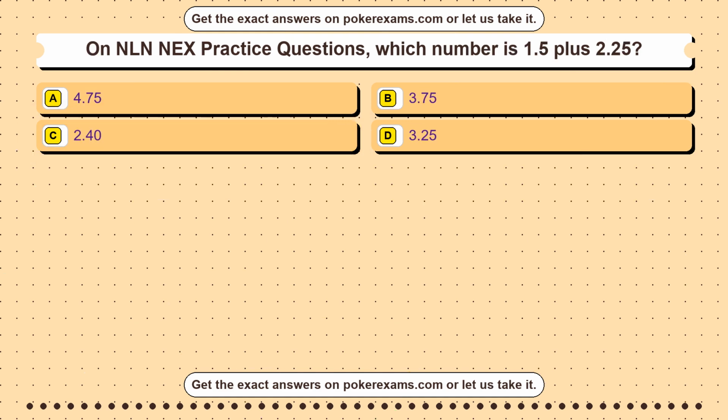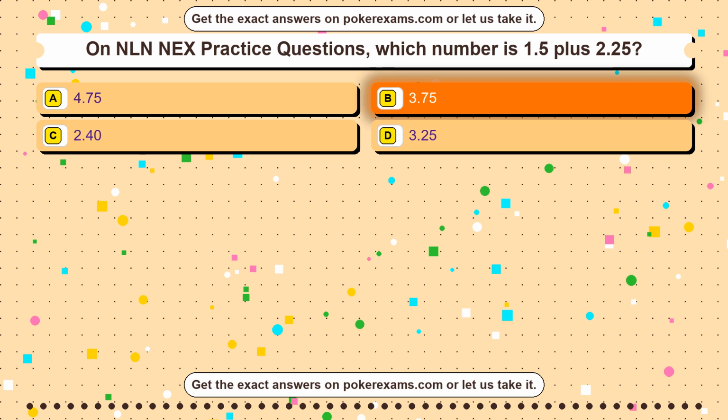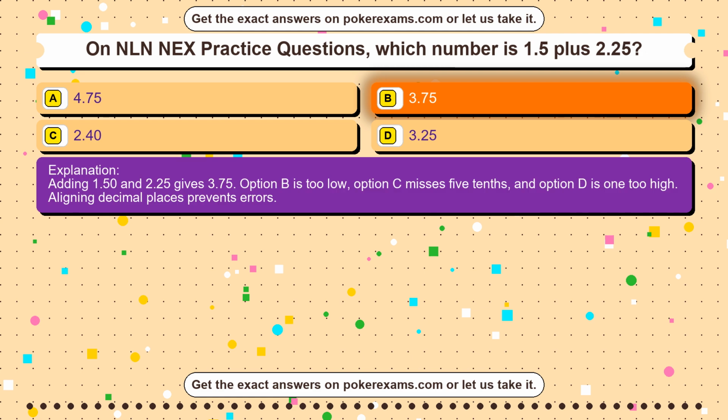Question 4. On GED physical science practice, which number is the mode of 4, 6, 6, 7, 9? Option A, 9. Option B, 4. Option C, 6. Option D, 7. The correct answer is option B. The mode is the value that appears most often, which is 6. The other numbers appear only once. Frequency is the key to finding the mode.